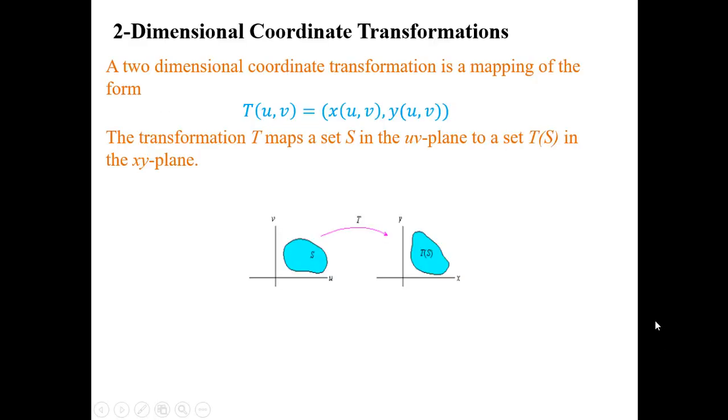coordinate transformations: two-dimensional coordinate transformations. A two-dimensional coordinate transformation is a mapping of the form T(u,v) = (x(u,v), y(u,v)). A coordinate transformation is just like a mapping. So the transformation T maps a set S in the UV plane to a set T(S) in the XY plane, as you can see here. In the UV plane, if this is the set S, then in the XY plane you will get an image of set S, that is T(S), under the mapping T.